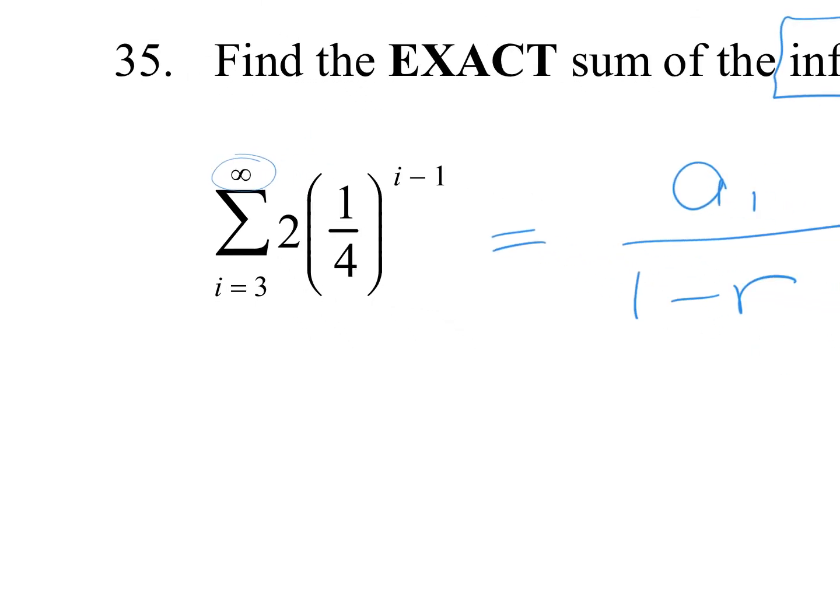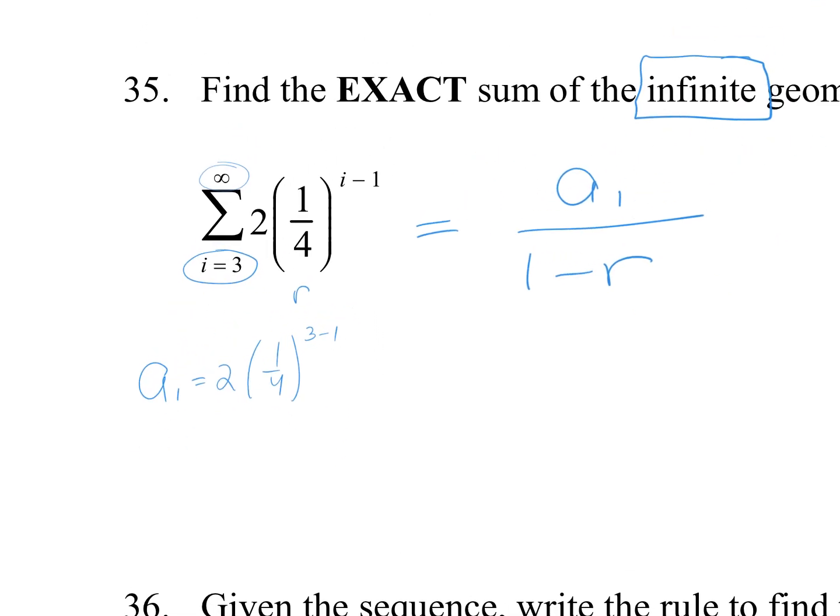So you need to find two things. You need to find the r, which is what's in parentheses. This is your r. And you have to find the first term. What do I plug in to find the first term? 3. So my first term is going to be 2 times 1 over 4 to the 3 minus 1 power.